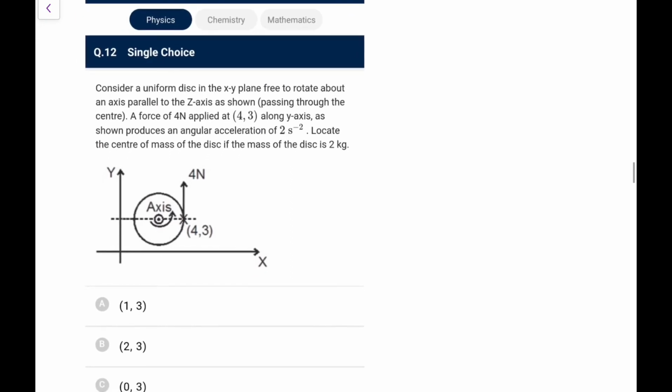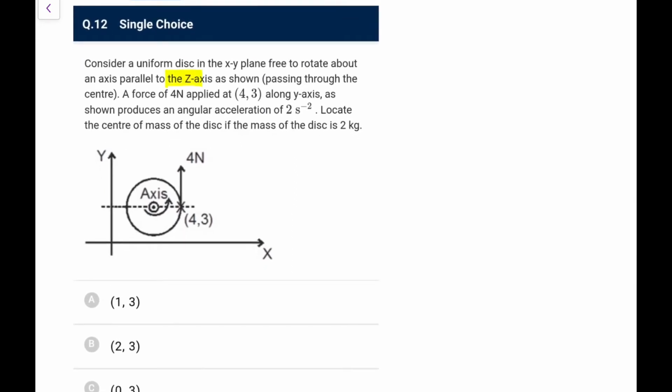Next, consider a uniform disk in the xy plane free to rotate about an axis parallel to the z-axis as shown. A force of 4 Newton applied at (4,3) along the y-axis as shown produces an angular acceleration of 2 per second square. Locate the cm of the disk if the mass of the disk is 2 kg. So first of all, the torque produced by this force about that axis is 4 into, are we given the radius? Force applied along the y-axis produces an angular acceleration of 2. Locate the center of mass of the disk if the mass of the disk is 2 kg.